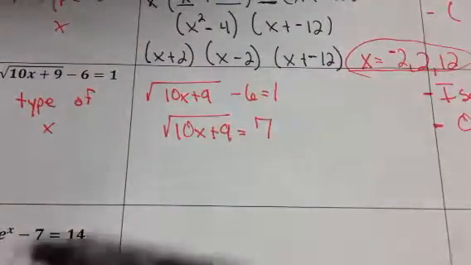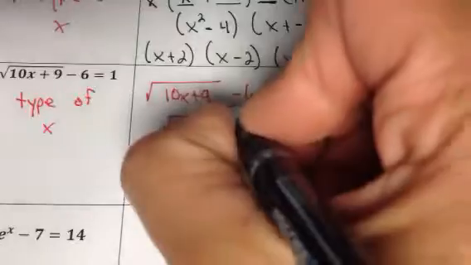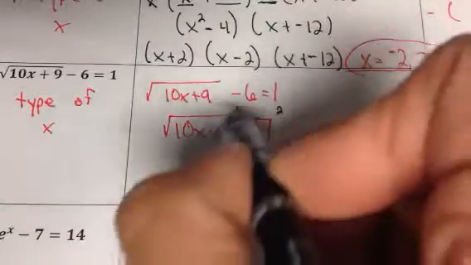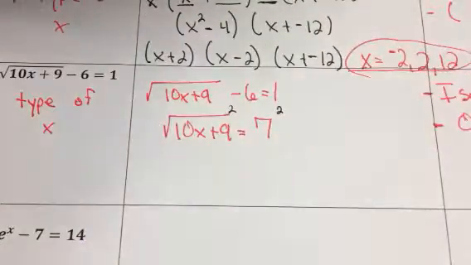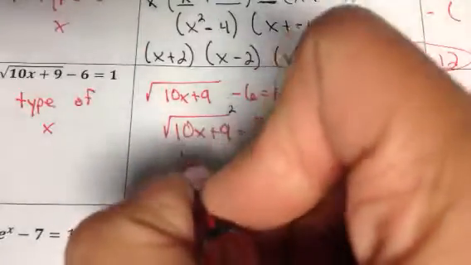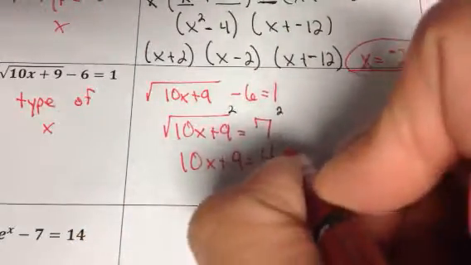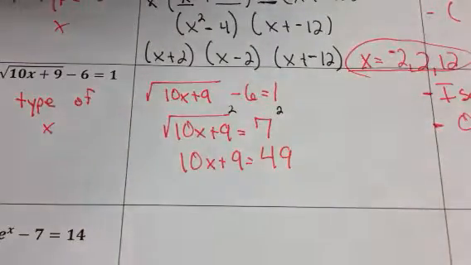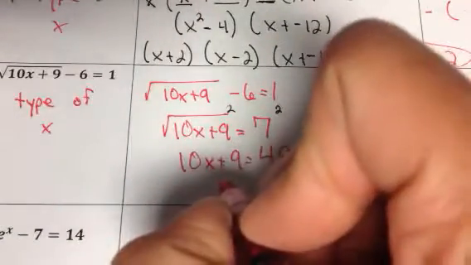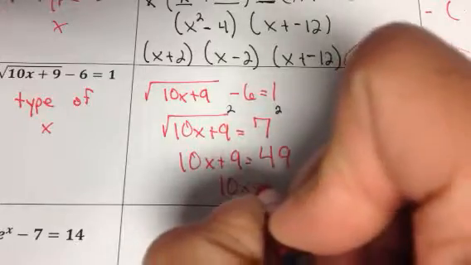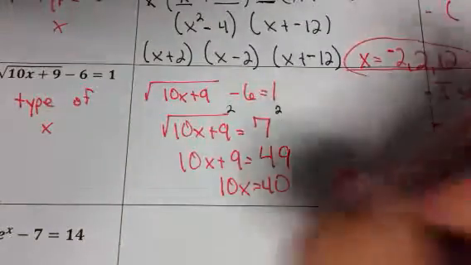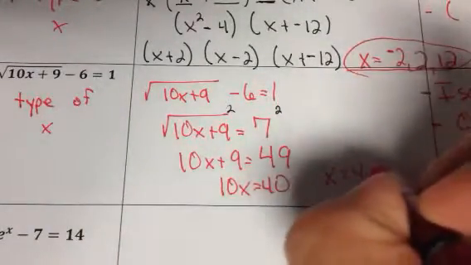And now to get inside the square root, I'm going to square both sides. So the square cancels out the square root, so you're just left with 10x plus 9. And then when I square the 7, I get 49. And now I'm just back to getting x its own room. Subtract 10, or I'm sorry, subtract 9. Divide by 10, and your answer is 4.